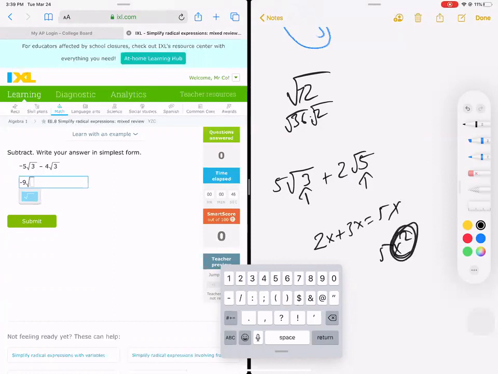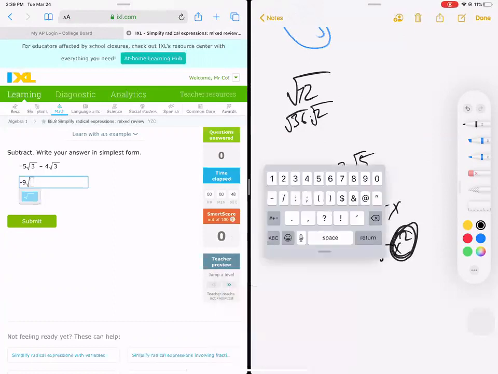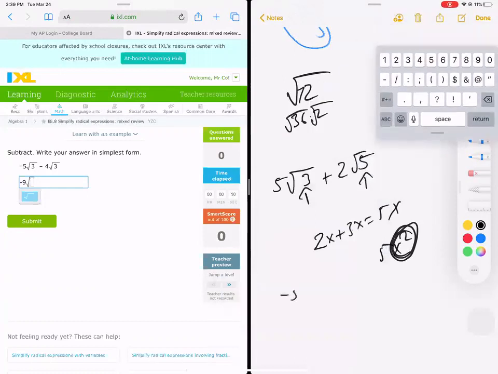So same thing for our square roots here. For this problem, negative 5 square root of 3 minus 4 square root of 3, that's negative 9 square root of 3 only. We're not multiplying it. It doesn't become 9. It stays square root of 3. If I add 5 oranges to 4 oranges, we end up with 9 oranges. We don't end up with 9 oranges squared. That'd be a weird looking orange.